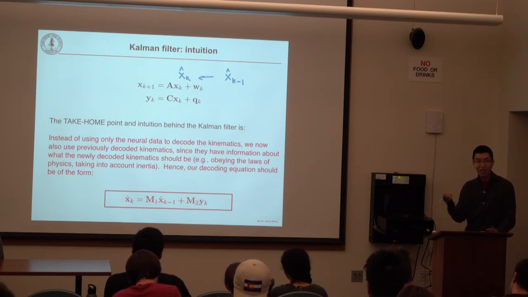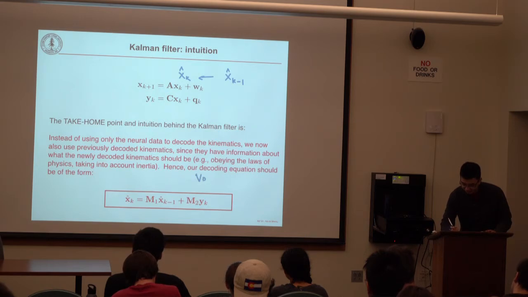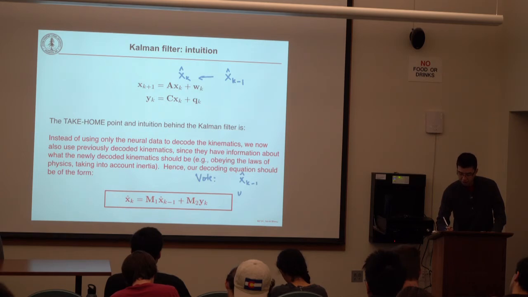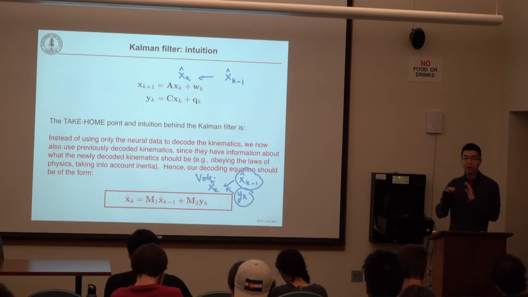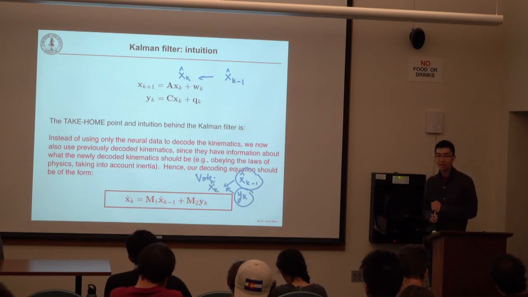And so basically, the Kalman filter is just a vote. And so you have two competing sources of information. You have the kinematic update process. So you have the vote from x_{k-1}. And you have a vote from y_k. And these two sources of information will be weighted together to give the new updated decoded kinematics. Right?